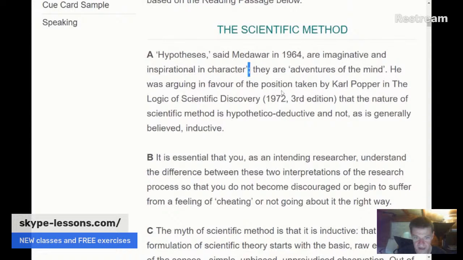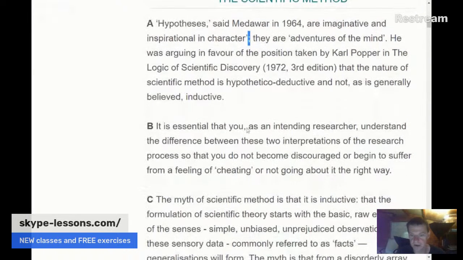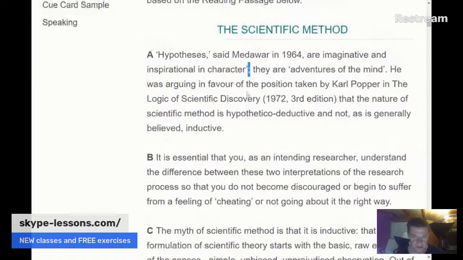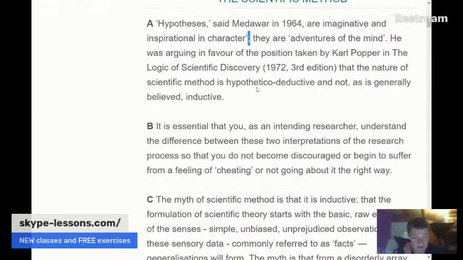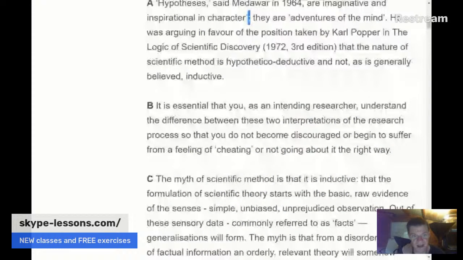He was arguing in favor of the position taken by Karl Popper in The Logic of Scientific Discovery, 1972, third edition, that the nature of scientific method is hypothetico-deductive and not, as is generally believed, inductive. I think this is very true, by the way. I quite enjoy this. I like this topic of what exactly the scientific method is, and I think it's true that many people misunderstand it.